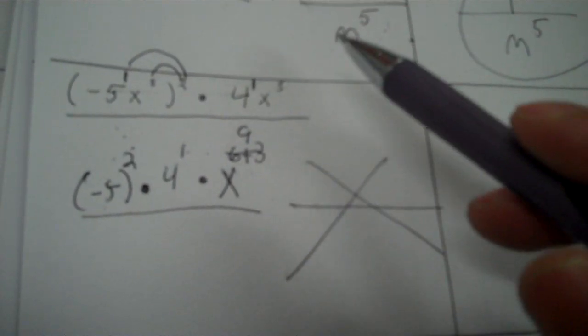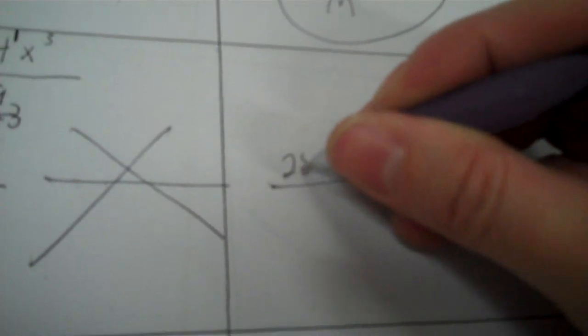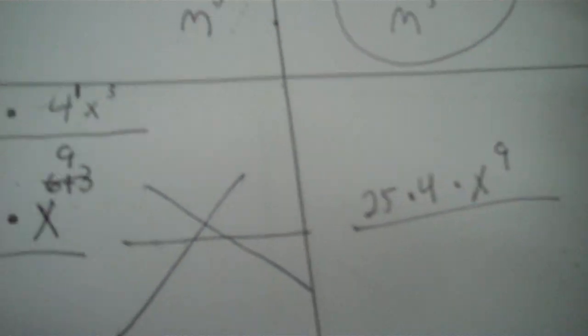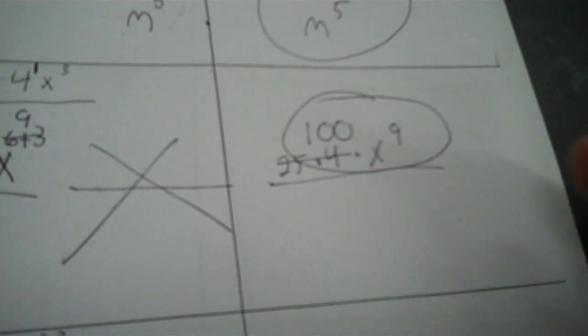Now, can I simplify any of these exponents? Yes, I can. Okay, I can simplify -5 to the second by taking -5 times itself. If you're going to use the caret key, you've got to put it in parentheses. Okay, 25. And then 4 to the first is 4, and then x to the 9th. There you go. 25 times 4 is 100. Okay, 100 times x to the 9th power. Simplified. Okay, now my next problem.